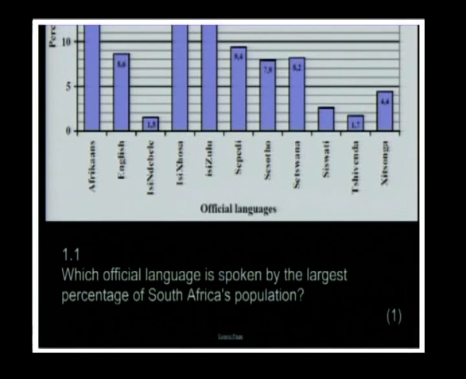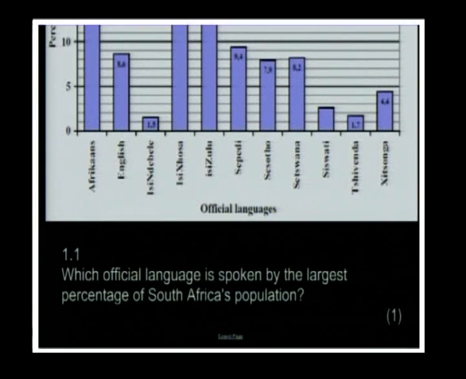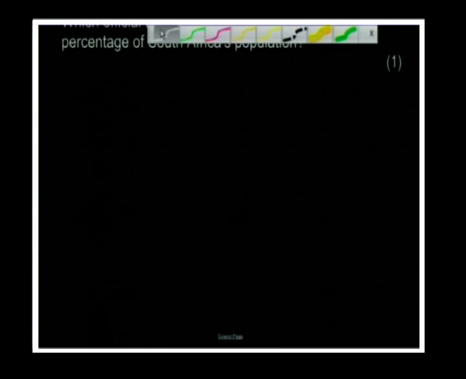Question 1.1 says, which official language is spoken by the largest percentage of South Africa's population? Well, to answer this question, we need to go and look at which of the bars has the highest value or is the longest in its size. Well, if you're looking across the chart, I think you can clearly see that the isiZulu bar stands tallest amongst all of the bars and has a value at the top there of 23.8. So to answer the question, we're going to write, let's just give ourselves a little bit of space here, and we're going to write isiZulu.